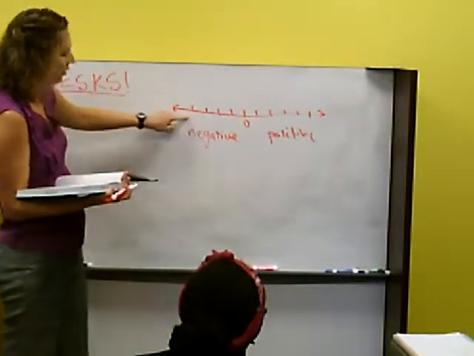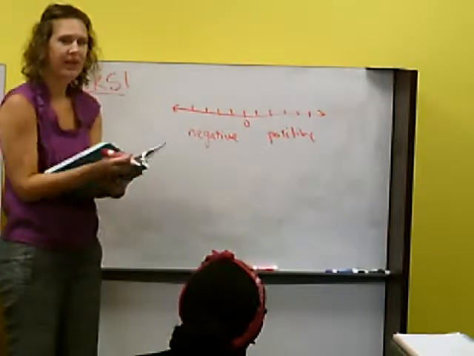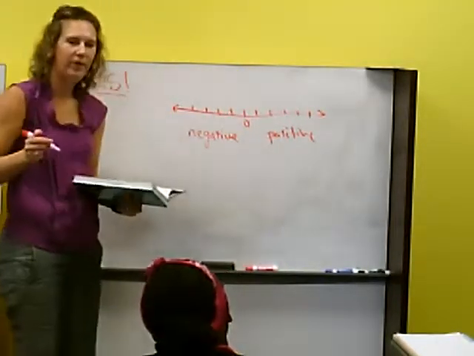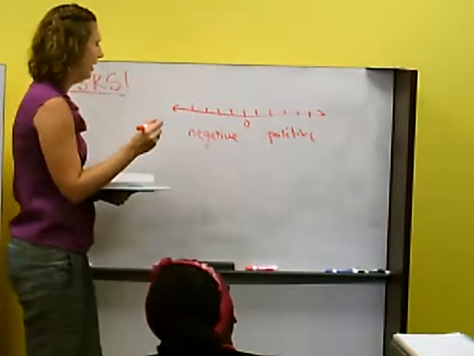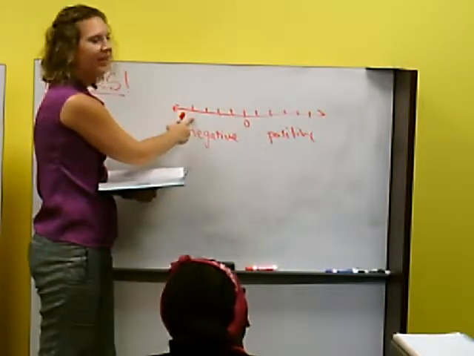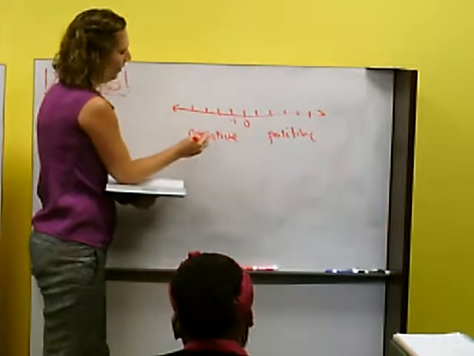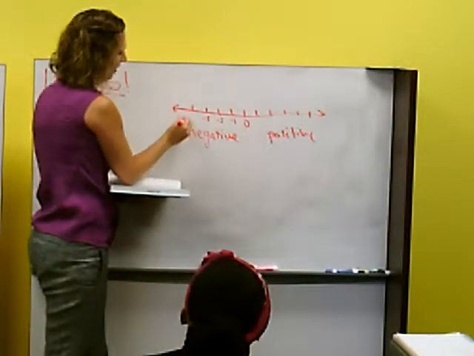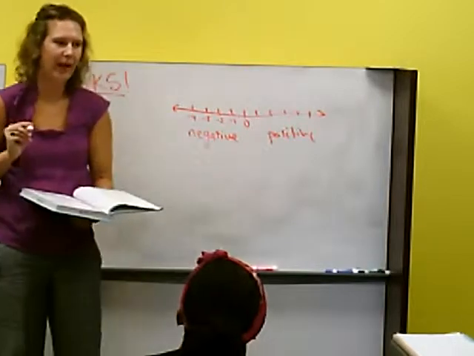So how do I label my negative ones? Destiny, how do I label my negative ones? If my 0 is here, what do I do first? Negative 1. Do I go here? Next to 0. Next to the 0. So we're going to start close. Then what? Negative 2. Beautiful. Negative 3. Negative 4. And so on and so forth, right?